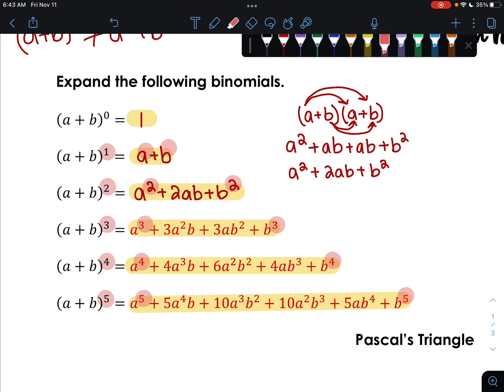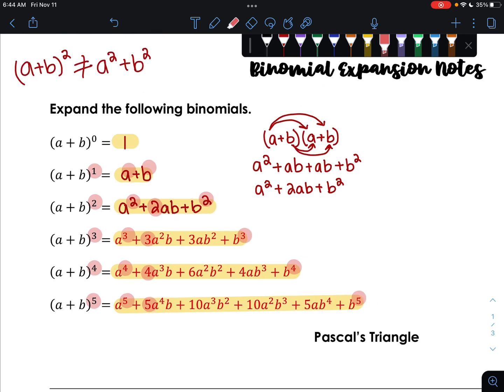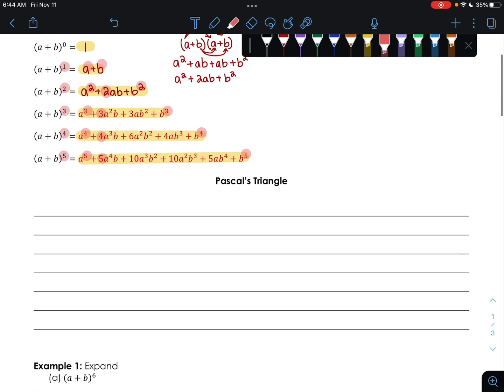Another thing to notice is that when it's squared, I'm going to start with a plus b squared. The second term is a 2. When it's cubed, the second term is a 3. When it's to the fourth power, the second term is a 4. And when it's to the fifth, the second term is a 5. Okay, so there are some patterns that go along with this, and that's going to lead us into Pascal's triangle.